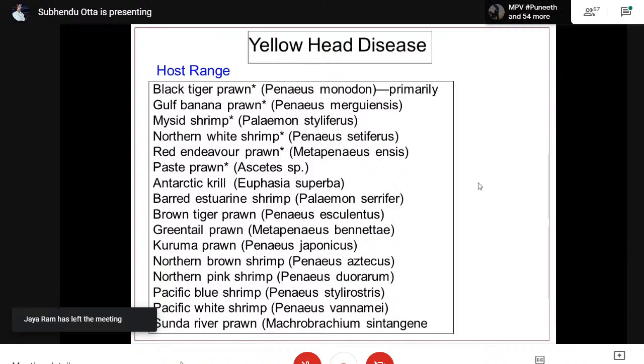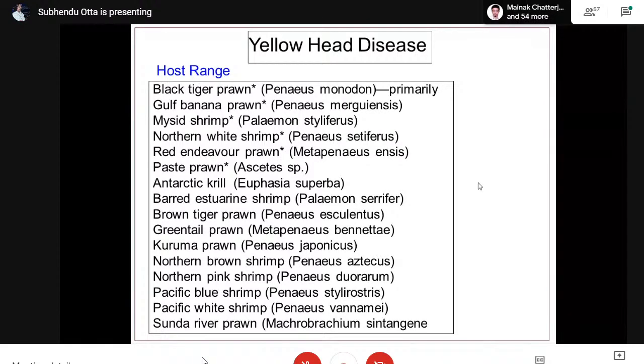Again, it has a wide host range. Many species are affected by this. But about carrier status, it's not much known.